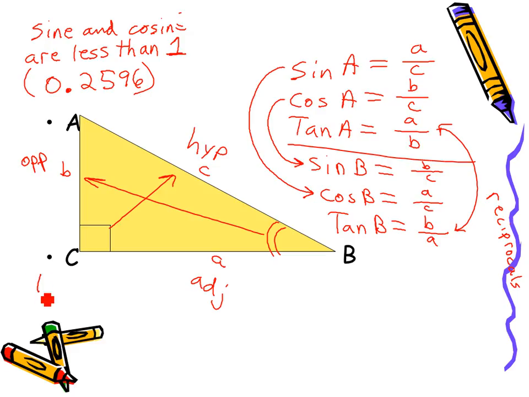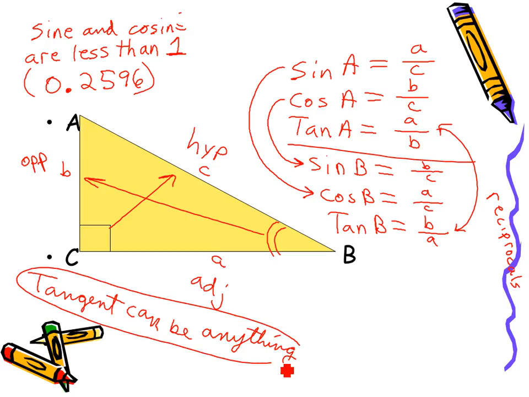The other thing, tangent can be anything. The tangent might be 0.7258. It might be 37.9362. Sine and cosine always have to be less than 1. Tangent could be whatever. Anybody tell me why the sine and cosine always have to be less than 1?